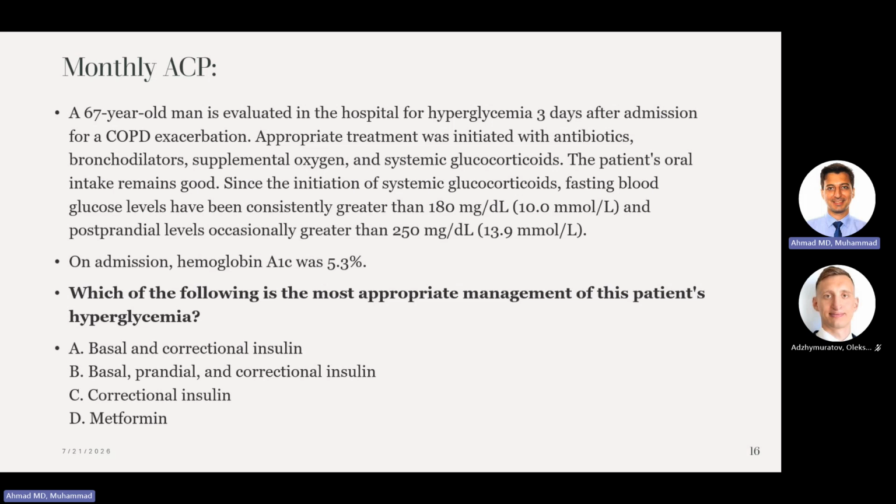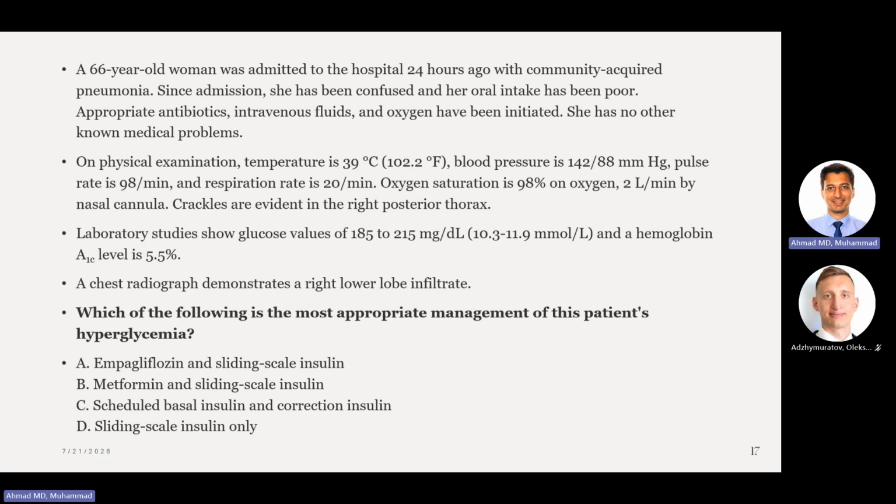Okay, just add a quick comment to the question. Whenever they tell you the patient is eating, pick an answer that has prandial. And never pick correctional alone or basal alone. You need both to not have the peaks. You need both for more sustained control. Absolutely, yeah. Okay. Last one, a little more involved, but still straightforward.